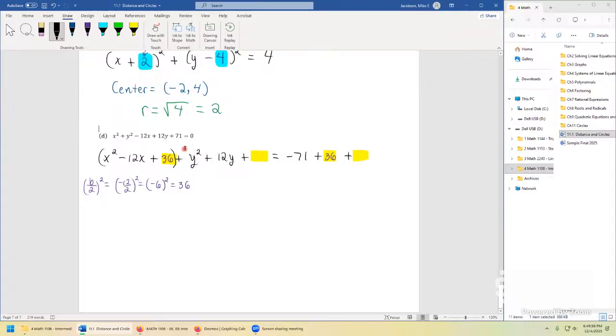Then just rinse and repeat. Do it all over again. Now for the variable y, b over 2 squared. This time the b coefficient on this one is 12, so 12 over 2 squared, which means we have a 6 squared. We save that value for later, just like before, but this comes out as 36 as well. So 36 goes both here and here. Last thing to do on this line is associate both sides like that, and we're ready to start factoring.